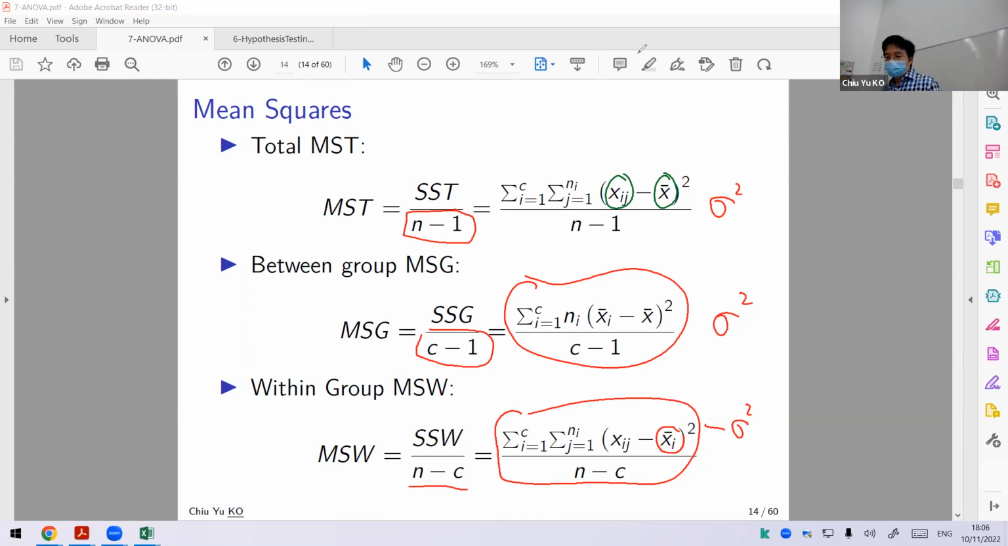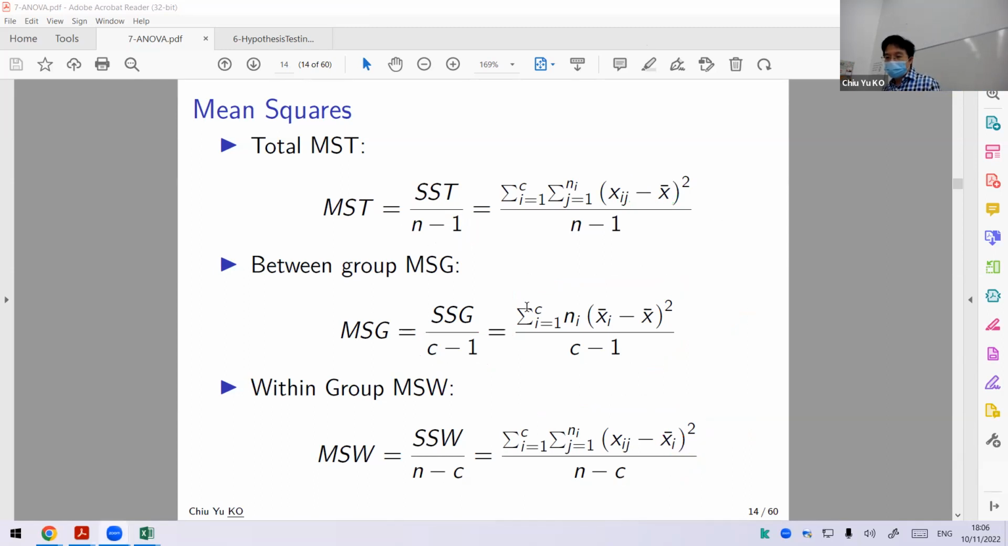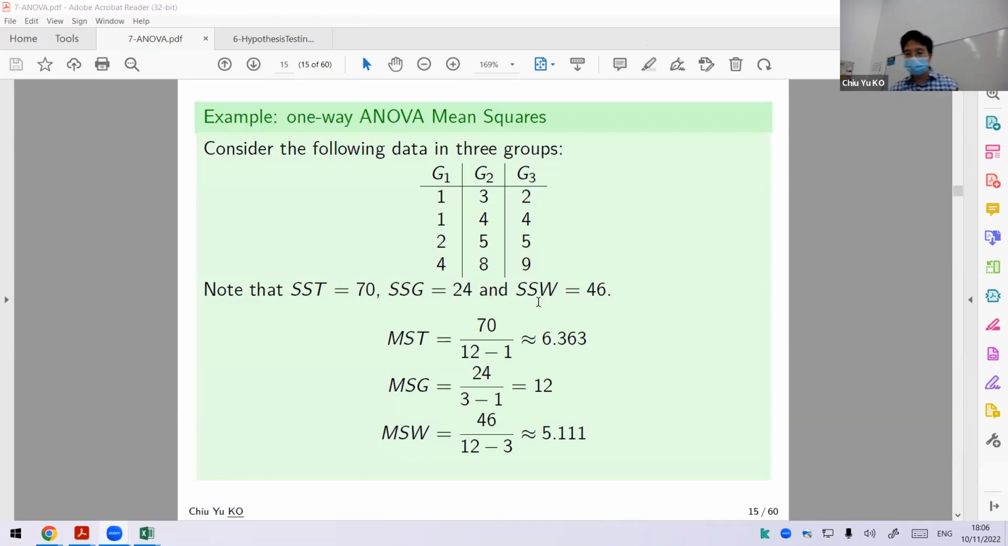So now we basically end. Before we end, this is the calculation, right? We have SST, SSG, SSW, and the degrees of freedom n minus 1, C minus 1, n minus C. You get these three quantities. Is that okay?